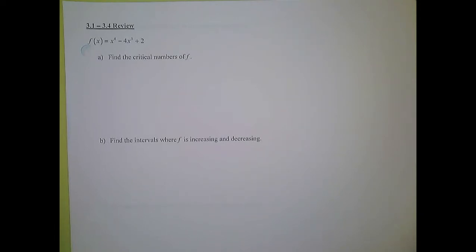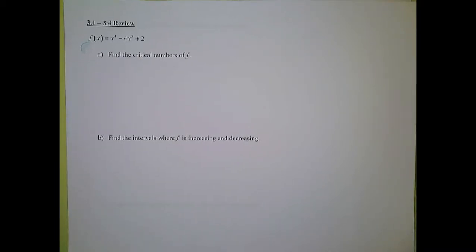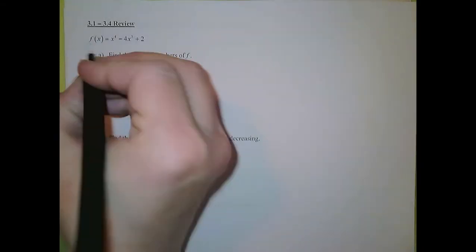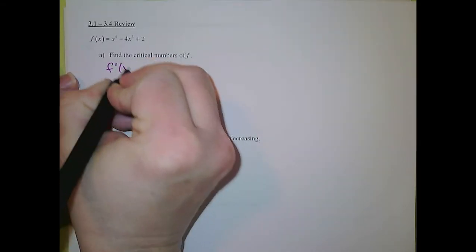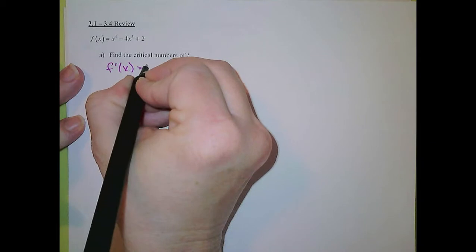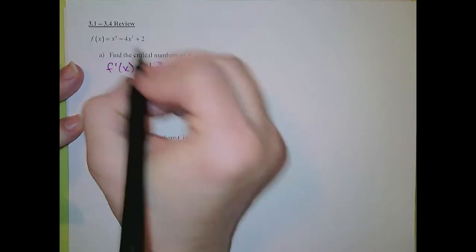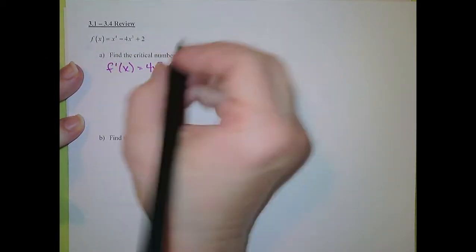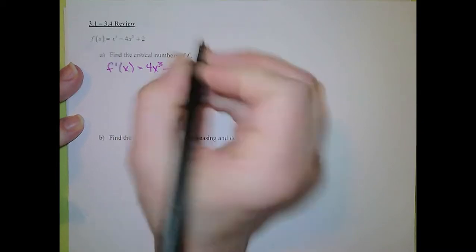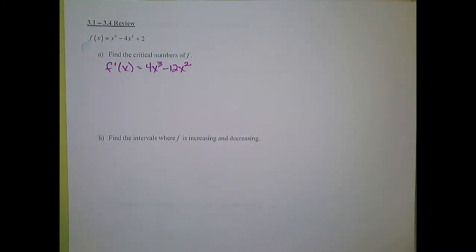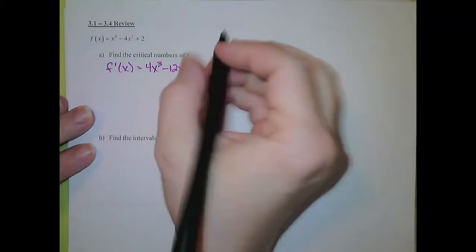And if you'll remember, the critical numbers of a function are where the derivative of the function is either equal to 0 or is undefined or does not exist. So to find the critical numbers, first we'll need to find the derivative of f. When we take the derivative of x to the fourth, we'll have 4x cubed. When we take the derivative of 4x cubed, we'll have 12x squared. And when we take the derivative of our constant 2, we'll have 0. And so we need to know, where is this derivative equal to 0?